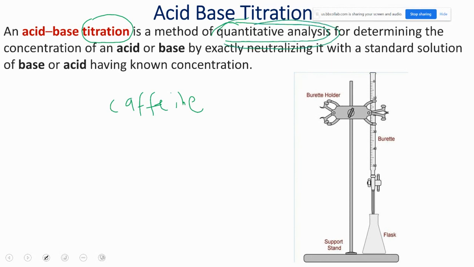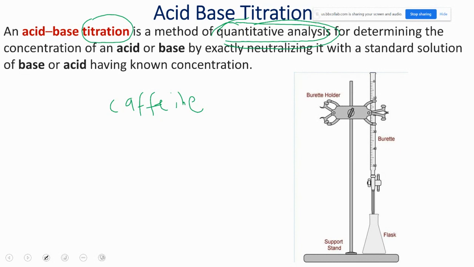So I hope this concept makes sense, right? And titration is another example of a method of quantitative analysis. In titration, what we do is determine the concentration of an acid or base by neutralizing it with a standard solution of base or acid.